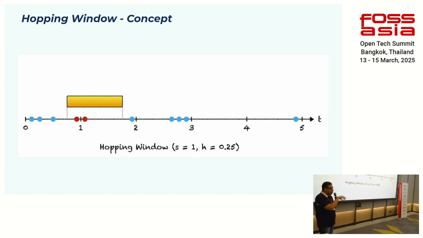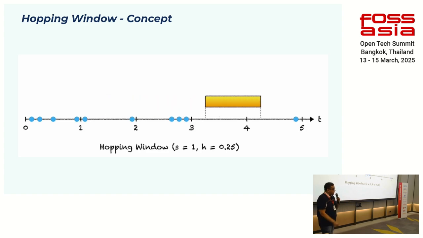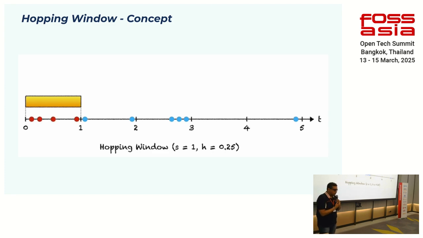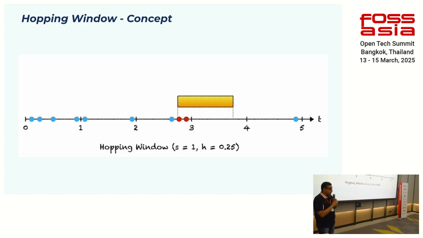So a tumbling window is actually a special case of a hopping window where S and H are both the same. Here, of course, S and H are different: the size of the window and the hopping slide. These are very common streaming data concepts, which is why I strongly encourage you to go through books like Designing Data-Intensive Applications by Martin Kleppmann. He actually coined all these terms, tumbling window, hopping window, etc.